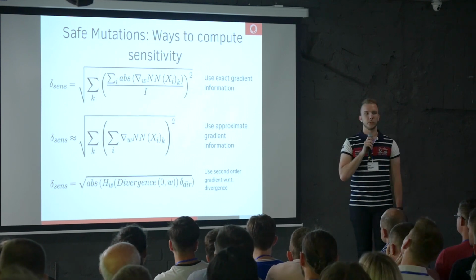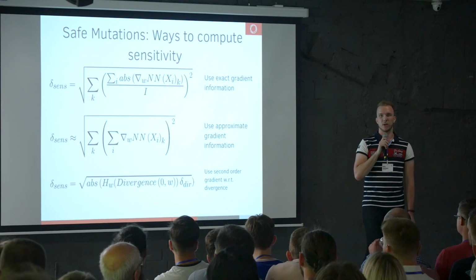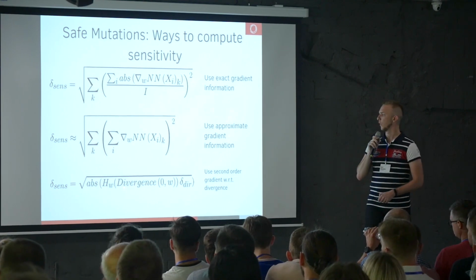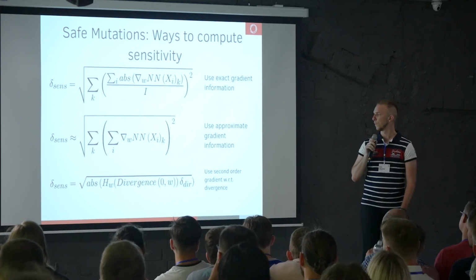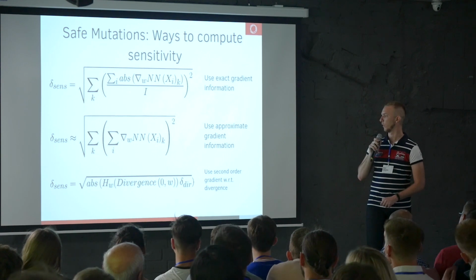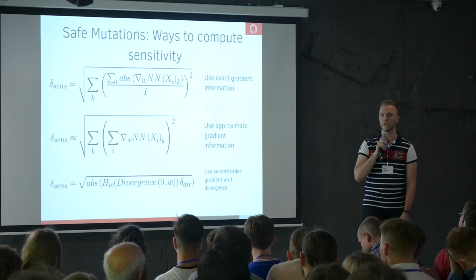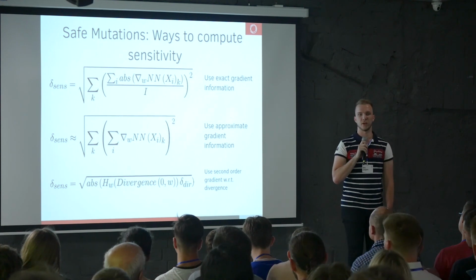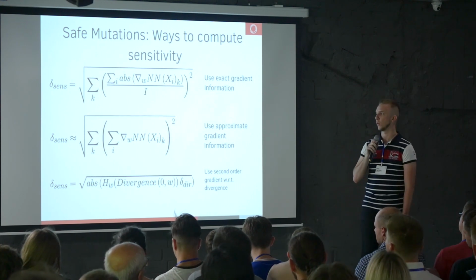And also they introduce an approximation and a better version for the approximation of stochastic gradient descent using the second order derivative. And with this Hessian of divergence multiplied by divergence and directions, they get the new sensitivity with respect to the desired divergence. And this converges even faster, but is not that stable.